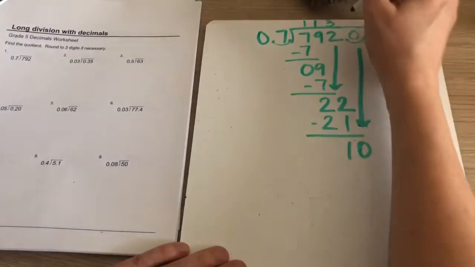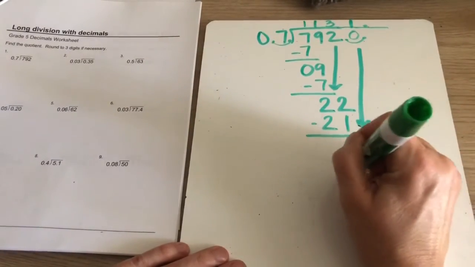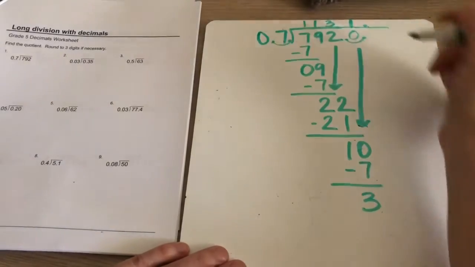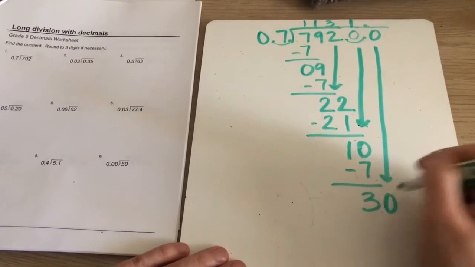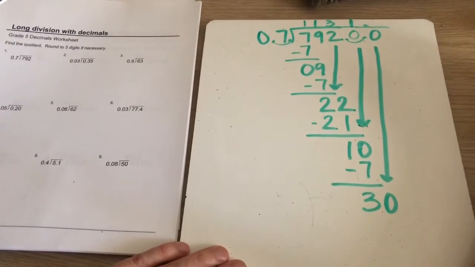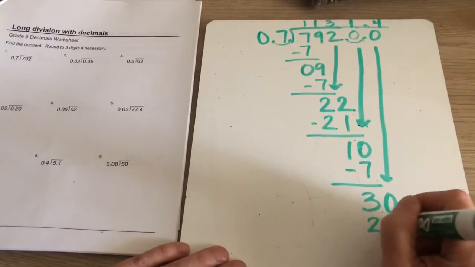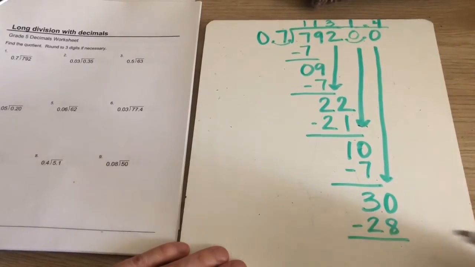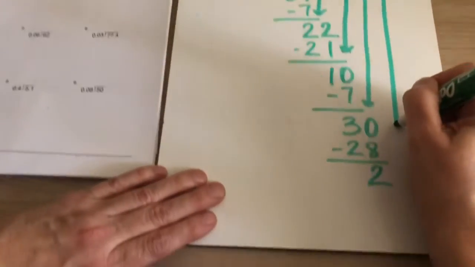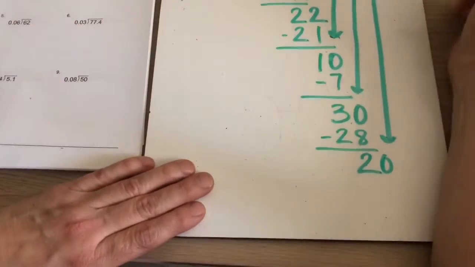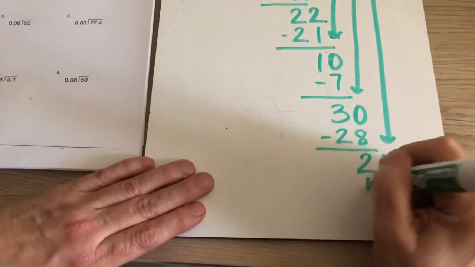7 goes into 10, or sorry, 7 goes into 10 one time. It gives us 7. And then we're going to subtract. And here's where we're going to add a 0 and bring down the 0 so we can keep going. And 7 goes into 30 4 times. 4 times 7 is 28. Then we're going to subtract and bring down another 0. And 7 goes into 20 2 times. That will give us 14.